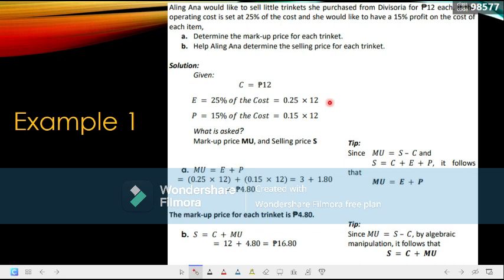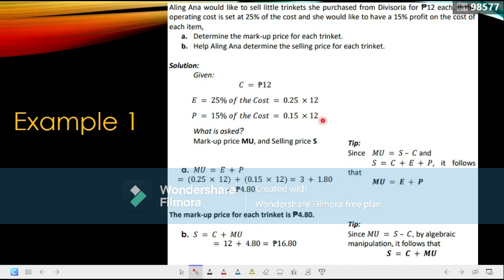Then we also have, she would like to have a 15% profit of the cost of each item. So profit is equal to 15% of the cost, so that is 0.15 times 12.